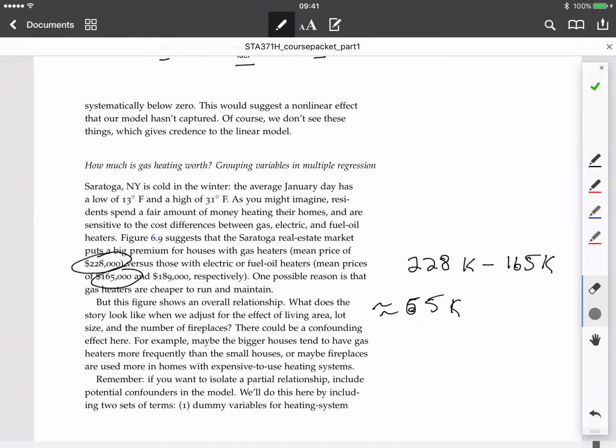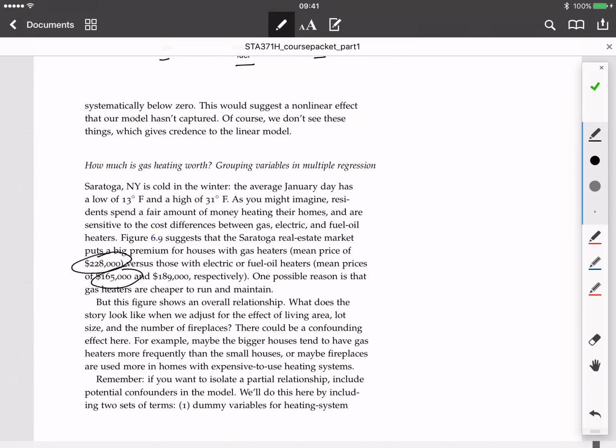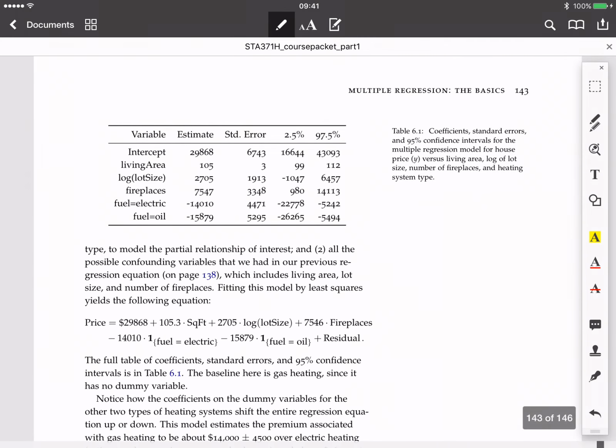Okay, and that would be naive, right? The reason that's a naive answer is because it's just the overall relationship between heating system type and price. It's not holding any of the other features of the house constant. Maybe the bigger houses tend to have gas heaters, or the newer houses tend to have gas heaters more frequently than the small or the older houses. These could easily be confounding variables. So let's remember, if you want to isolate a partial relationship, you have to include potential confounders in the model. And so we'll do this here by including two sets of terms. First of all, there will be dummy variables for heating system type, fuel oil, electric, etc., treating gas as the baseline to model the partial relationship of interest.